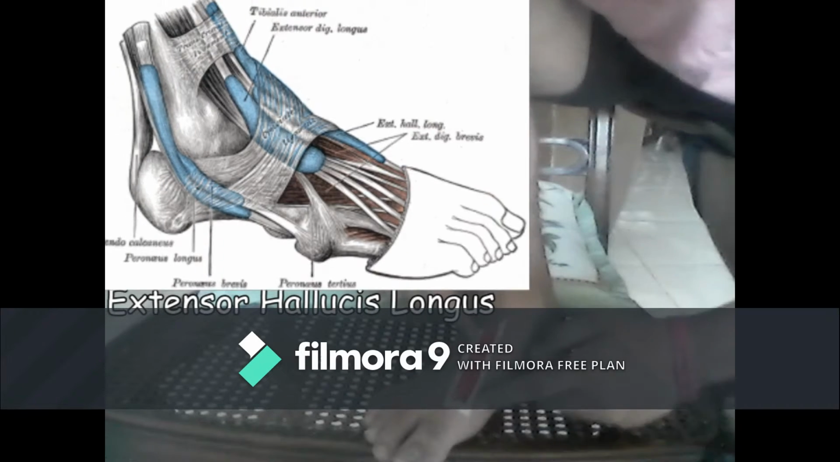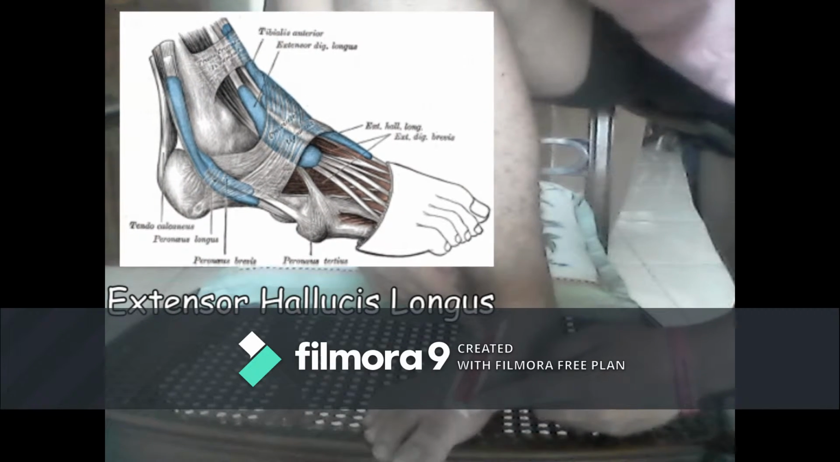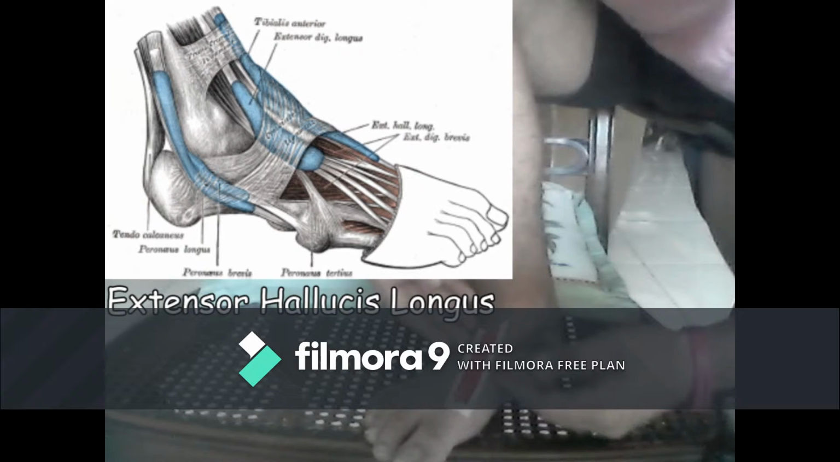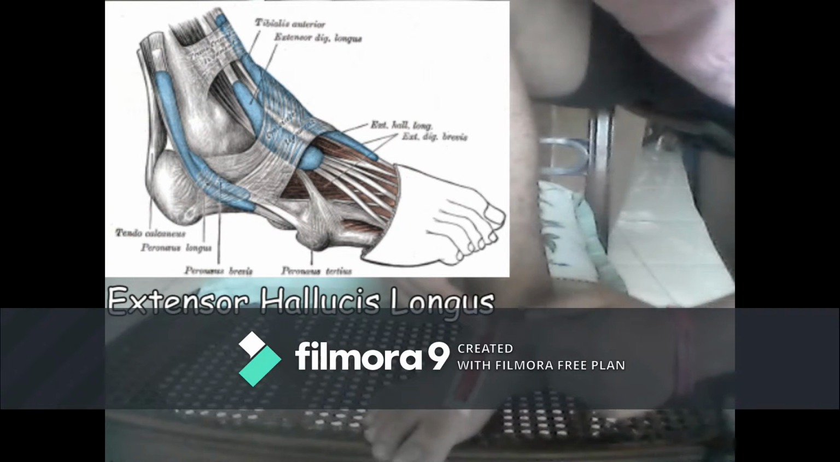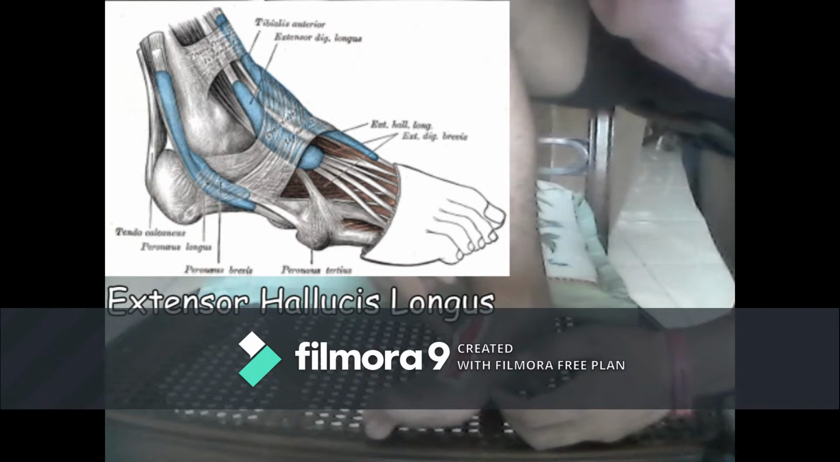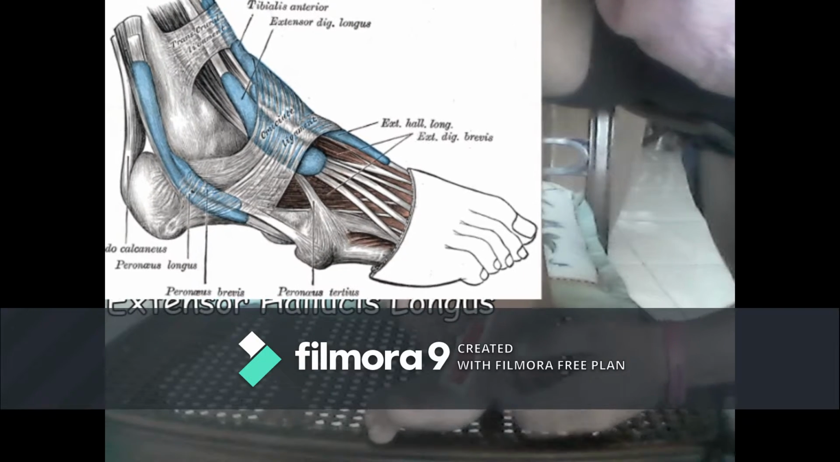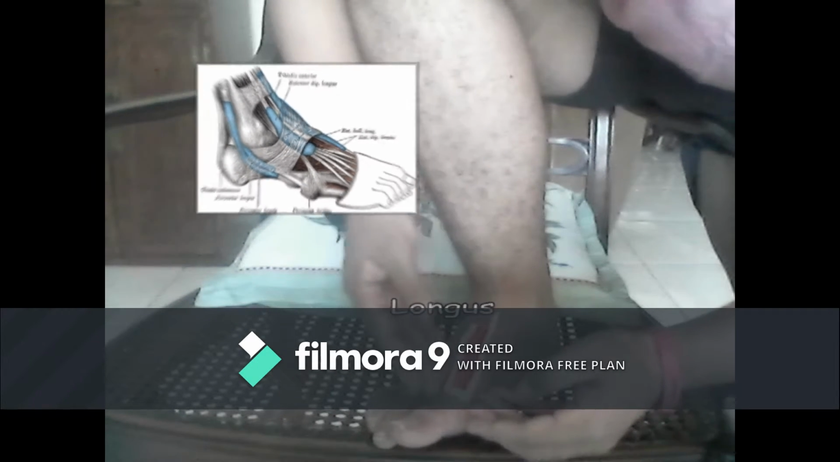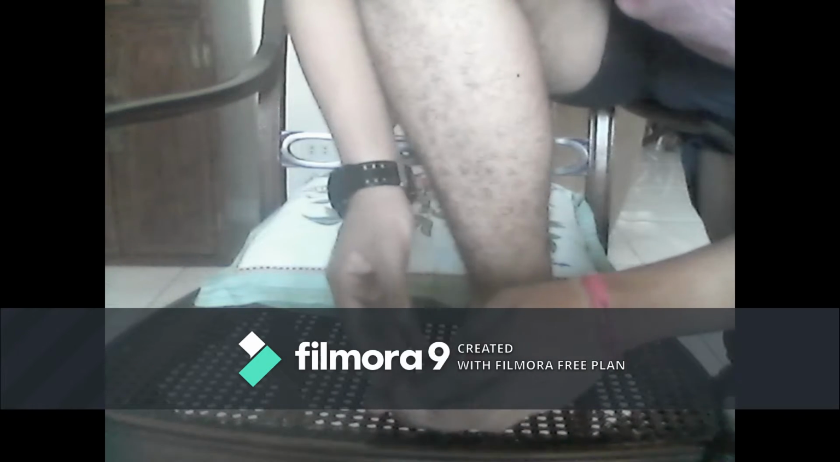And now for the extensor hallucis longus. So it originates from the middle portion of the fibula on the anterior surface and the interosseous membrane, and it is inserted at the dorsal side of the base of the distal phalanx of the big toe. So the action of it is that it extends the big toe and it assists in dorsiflexion.